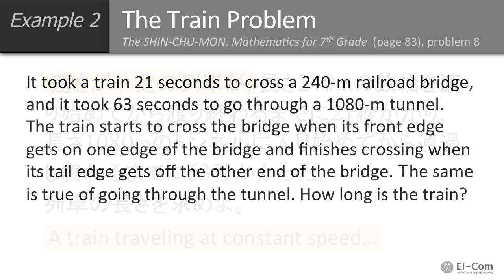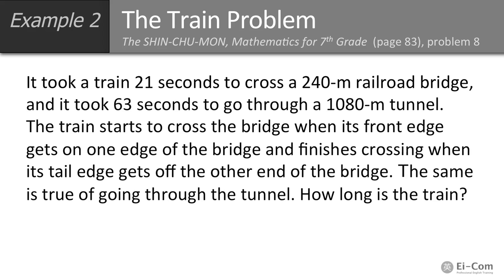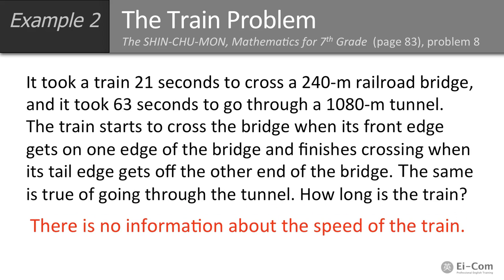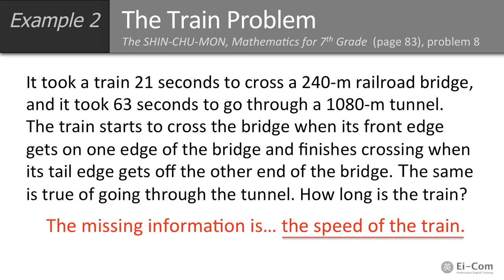Returning to the English version, you can see that there is no information about the speed of the train. But we must know the speed of the train as it passes over the bridge and through the tunnel in order to write an equation that will help us solve this problem. So, in this case, the missing information is the speed of the train.